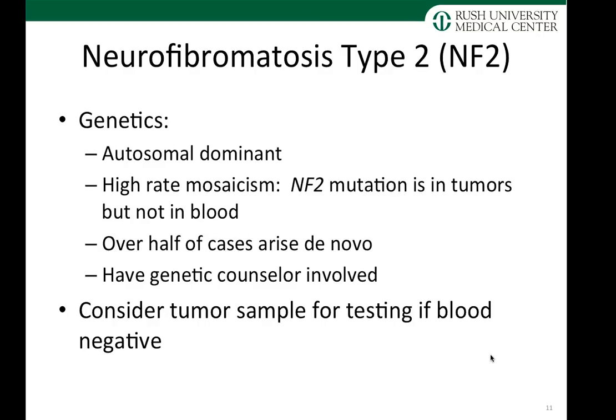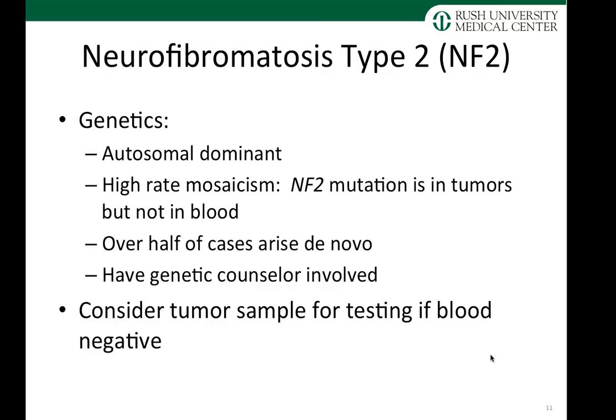Neurofibromatosis type 2 has some interesting genetics to it. Although it is an autosomal dominant inherited disease, there is a high rate of mosaicism. So the NF2 mutation is very frequently found in the tumors once the tumors are removed, but many times you will not actually find the mutation in a blood sample.